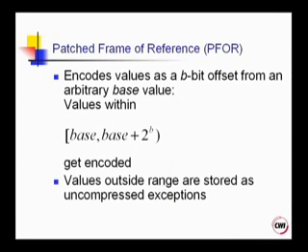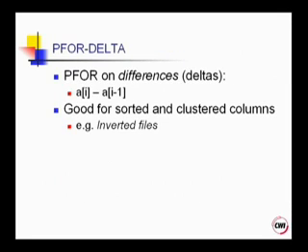And what are the three algorithms? They are P4, P4 delta, and PDICT. And I'll introduce them now. They are very simple. P4 encodes values as a B-bit offset from a certain base value. So values within the given range get encoded, and values outside this range become exceptions. P4 delta is similar to P4, but on the deltas of subsequent values in a column. So we just subtract the subsequent values in this column and perform P4 on them.